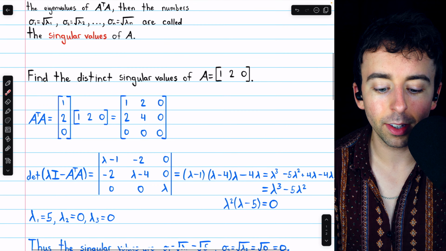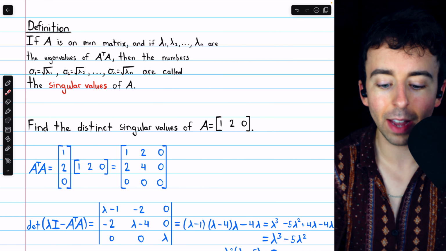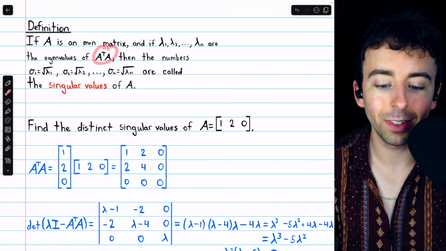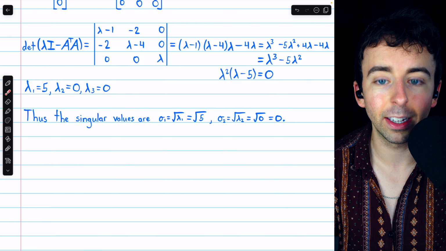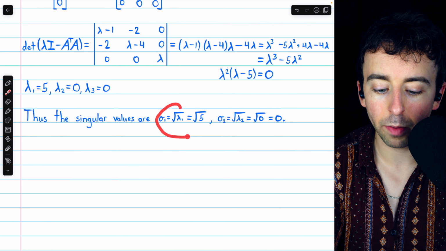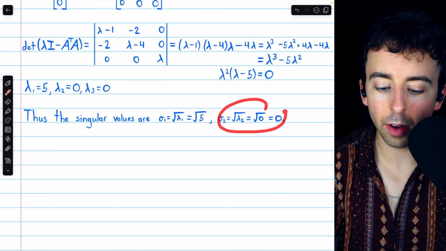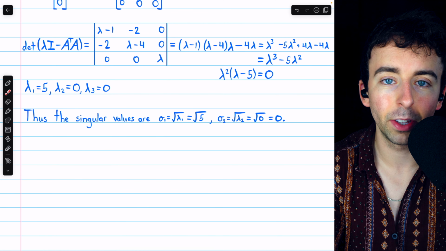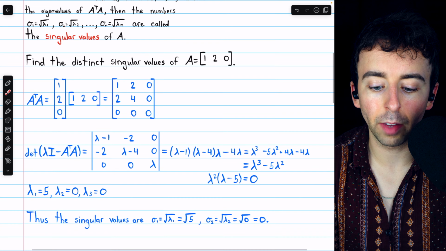Again, by definition, the singular values of A are going to be the square roots of the eigenvalues of A transpose times A. So now we'll just take the square roots, and those are our singular values. The square root of the first eigenvalue, that's root 5, and the square root of the second distinct eigenvalue, which is just 0. So that's how to find the singular values of a matrix.